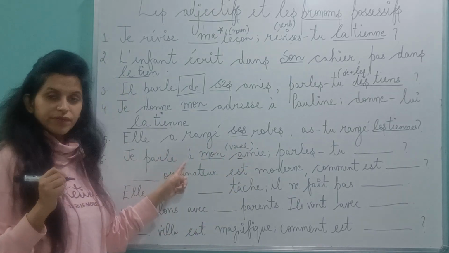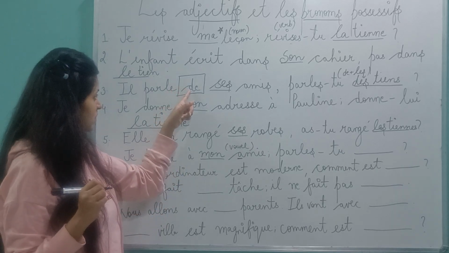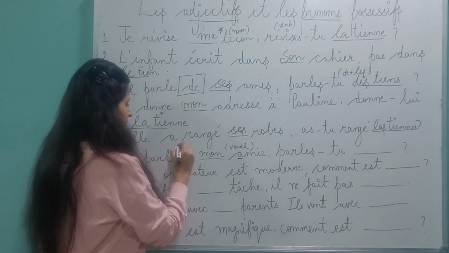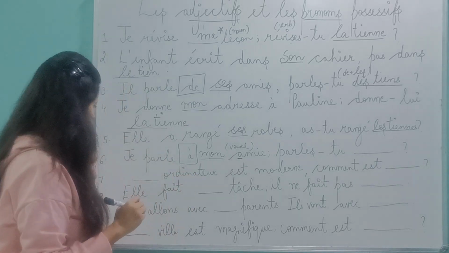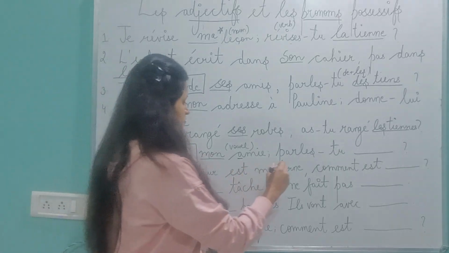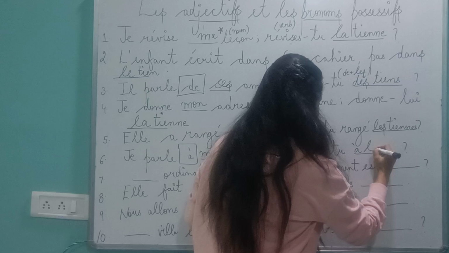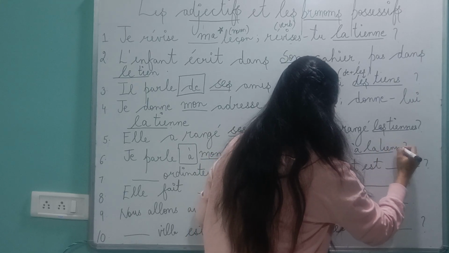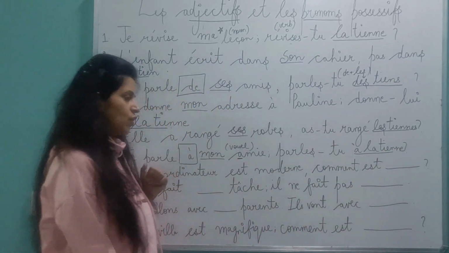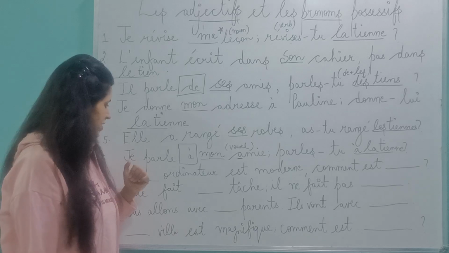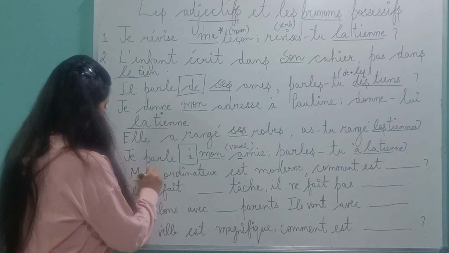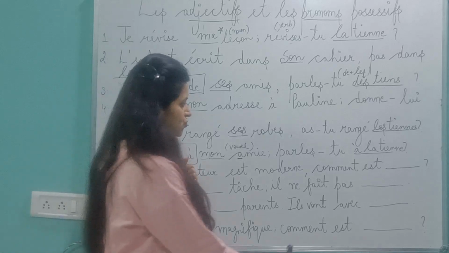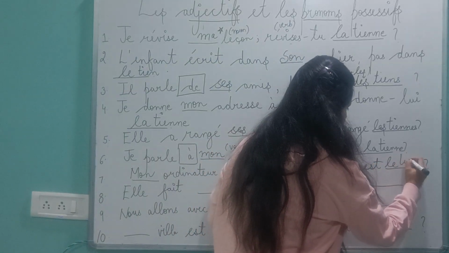Now, which is the preposition given after parle? Sometimes D will be given, sometimes A will be given. So you need to check and write the same one. I'm speaking to my friend. Are you speaking to yours. À la tienne. Ça va? On va continuer. Dash ordinateur est moderne. Mon ordinateur, my computer is modern. Comment est dash? Comment est le tien?